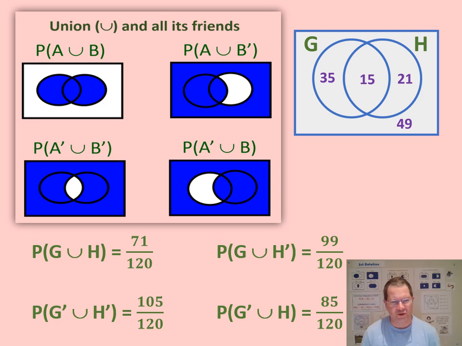So the probabilities again for G and H, the union is 71 because it's the 35, the 15 and the 21 added together.